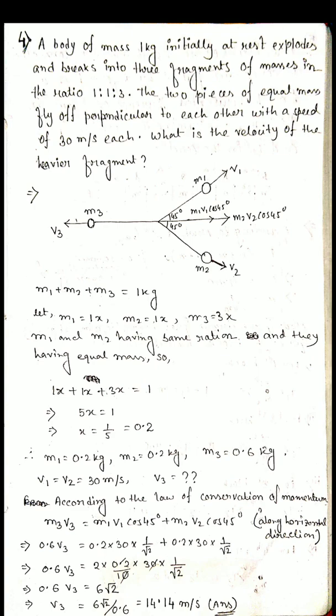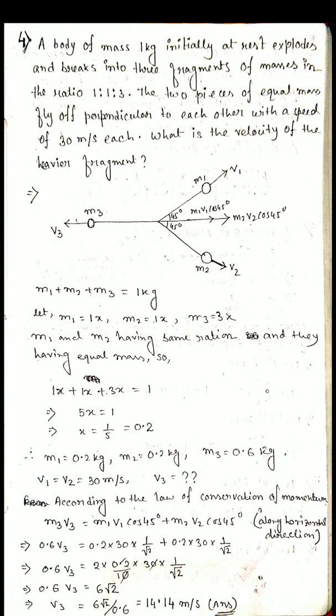And here you see that m1 and m2 have the same mass. m3 is 0.6 kg. Now the velocities of these two are also the same, 30 meter per second: v1 equals v2 equals 30 meter per second. We find v3. According to the law of conservation, m3 v3 equals m1 v1 cos 45 degrees plus m2 v2 cos 45 degrees. We know this one.